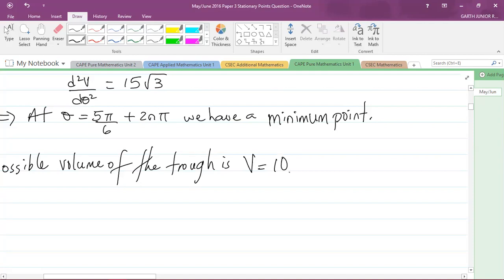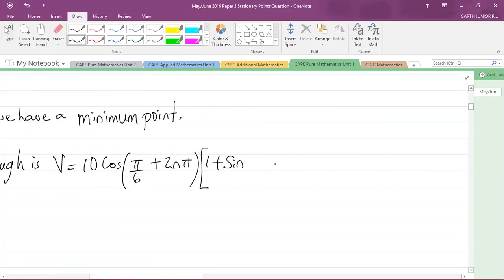V was 10 cos theta multiplied by 1 plus sine theta. That's 10 times the cos of theta. In this case, our theta is pi over 6 plus 2n pi. That is when we're going to have a maximum point. Multiplied by 1 plus the sine of the angle theta, which is pi over 6 plus 2n pi. That is what we have there.